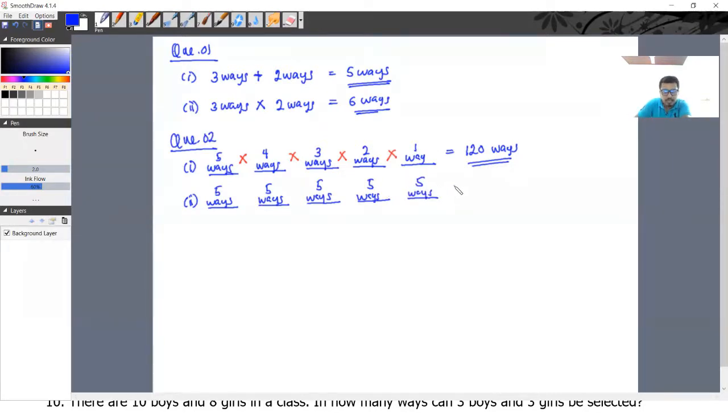So altogether, how many possible options are there if the repetition is allowed? Then what do we need to do? Addition or multiplication? Addition. What? I didn't get you. What do we need to do?